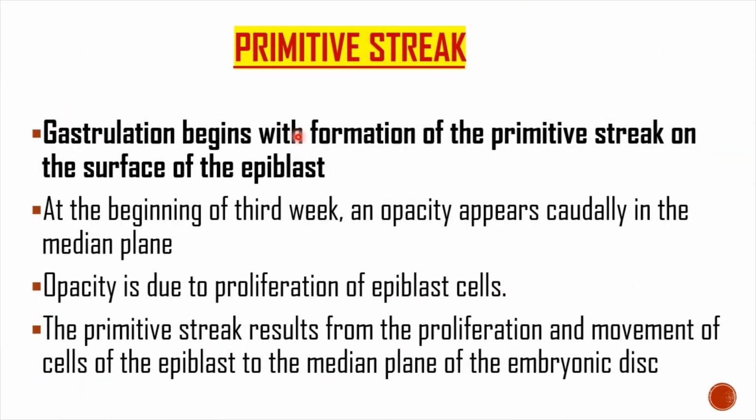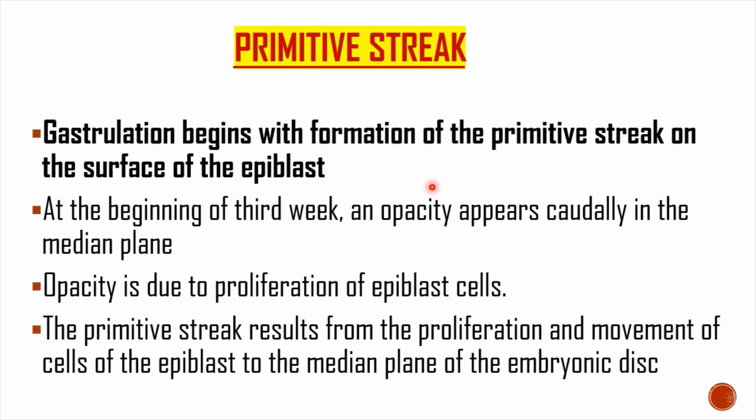Now, the primitive streak is what gastrulation begins with. So gastrulation begins with the formation of the primitive streak on the surface of the epiblast. Now, at the beginning of the third week, an opacity appears caudally in the median plane of the epiblast. Now, this opacity is due to the proliferation of the epiblast cells.